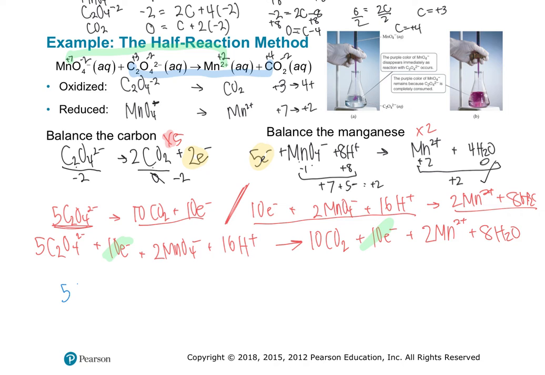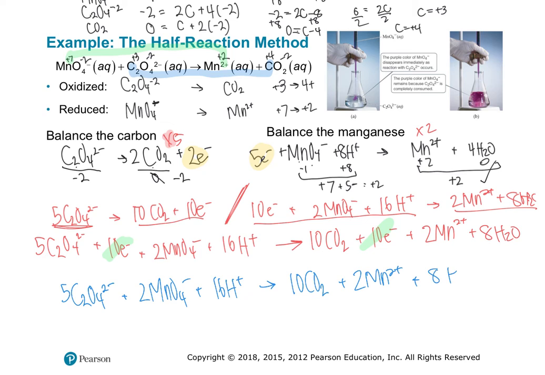And now our final answer is 5 oxalates react with 2 permanganates and 16 hydrogen ions to go to 10 carbon dioxides, 2 manganese ions, and 8 waters. Okay, much longer than just balancing regular reactions, but this is how we balance a redox.